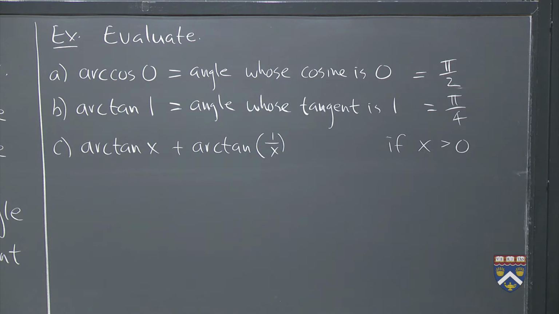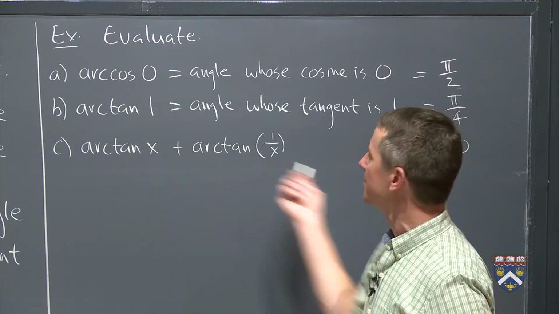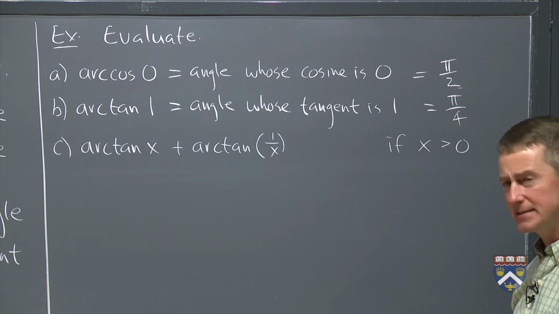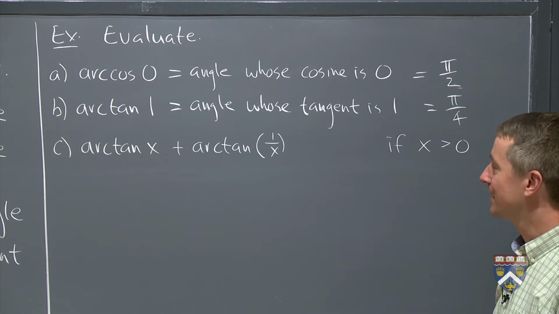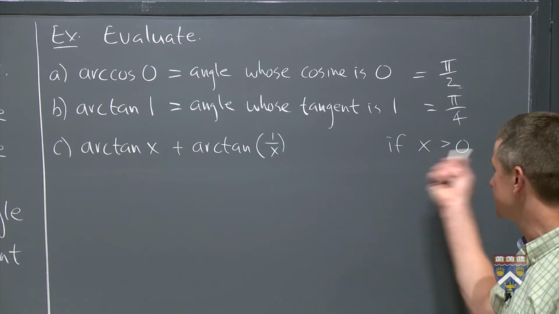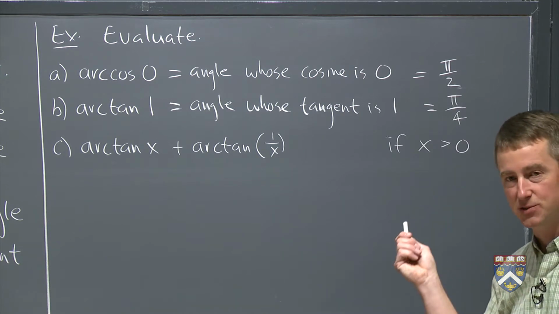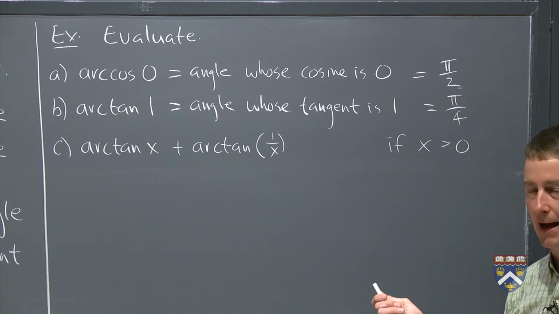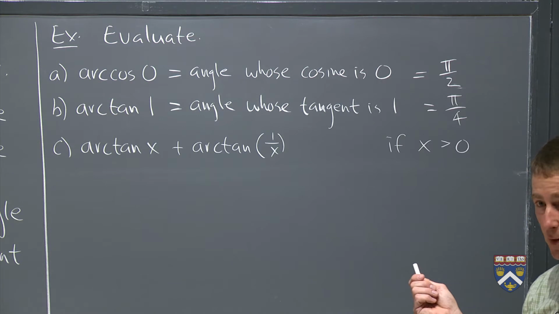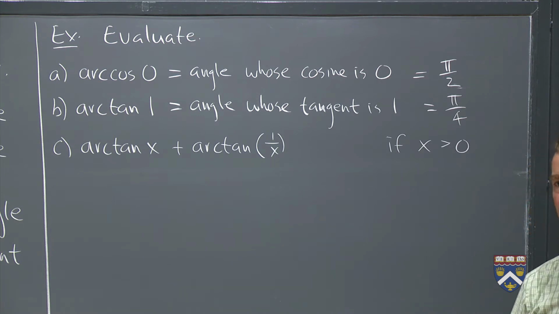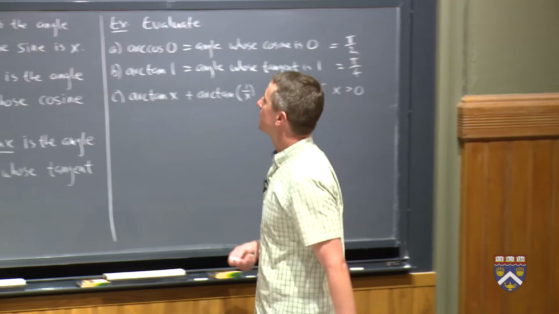Now how about this one? I'm asking you to give me a number for arctan x plus arctan of 1 over x, even though I haven't told you what x is. All I've told you is that x is positive. Meaning this must work whether x is 1 or 2 or pi or 27 or 1/27. They must all work. So let's figure out how this happens.